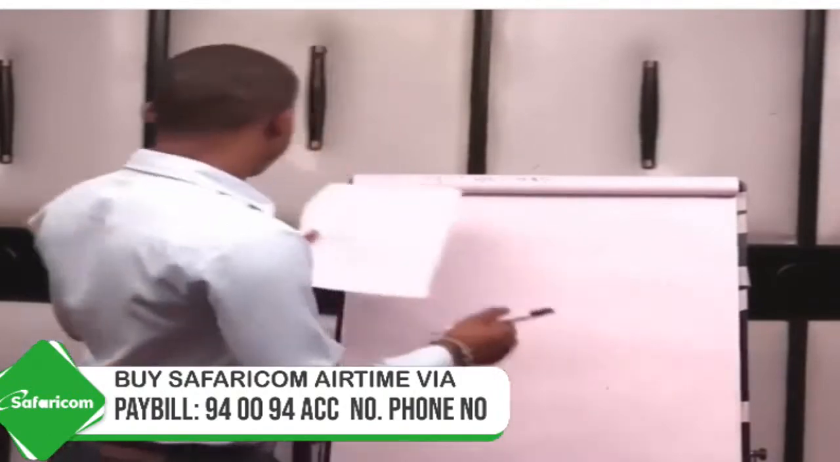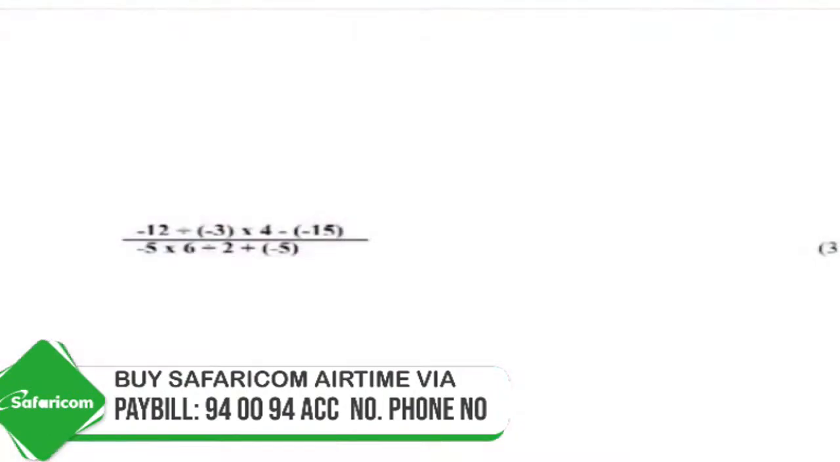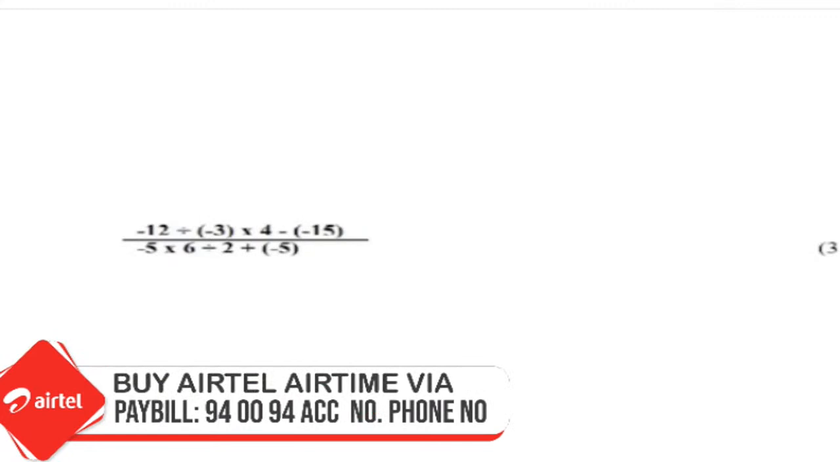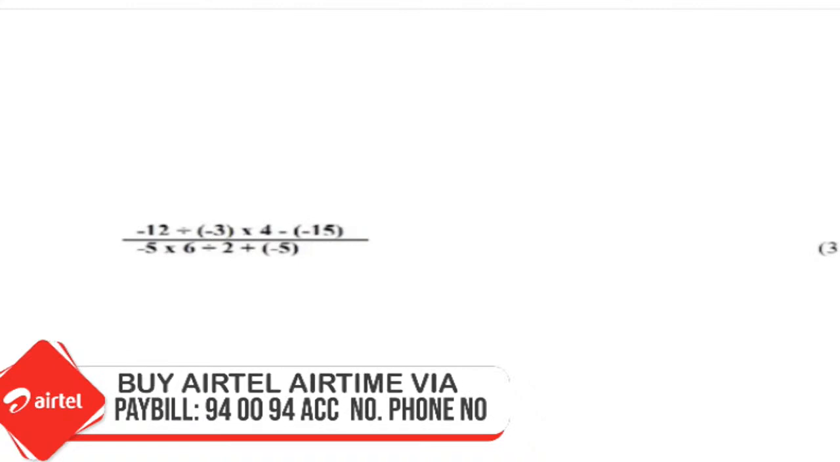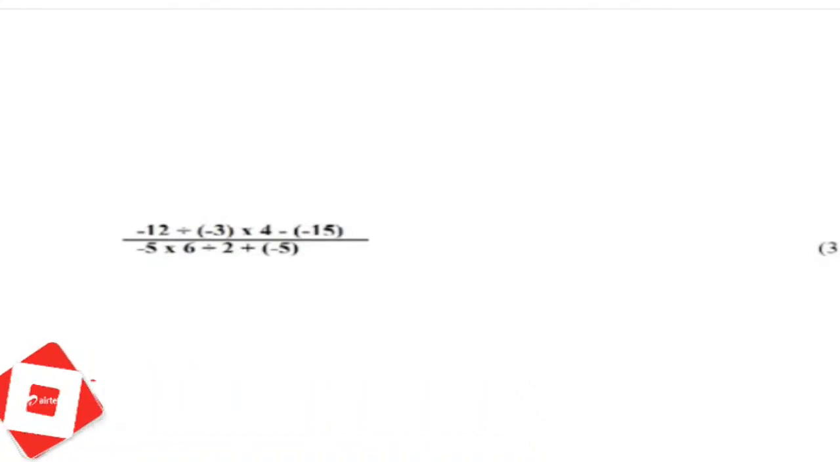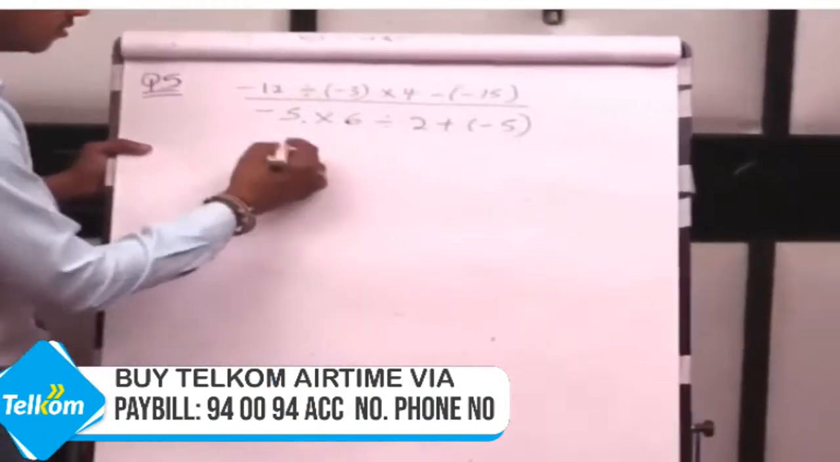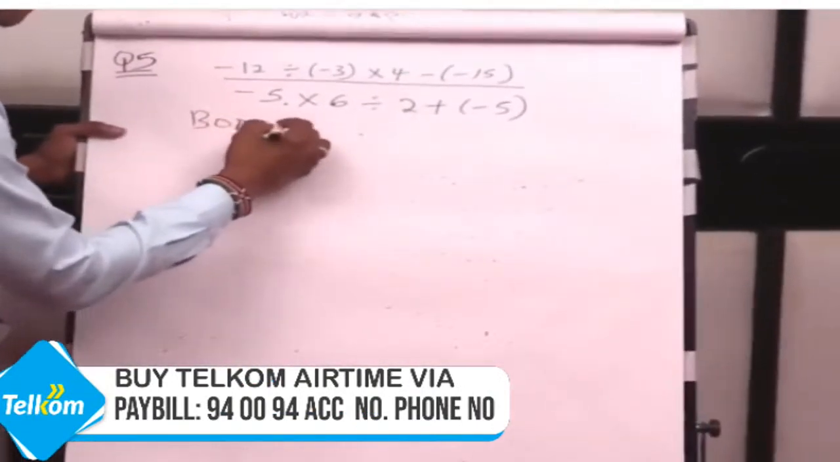So the next one is question 5. Evaluate minus 12 divided by minus 3 times 4 minus 15 divided by minus 5 times 6 divided by 2 plus minus 5. So such a question just requires you to be very attentive. So just apply BODMAS. BODMAS is even in primary school. So this question you should not get wrong at any time.